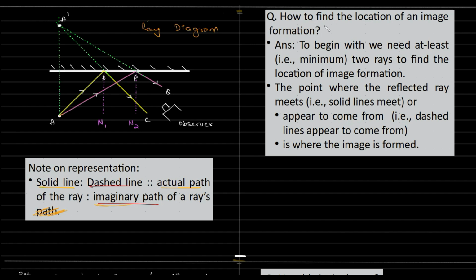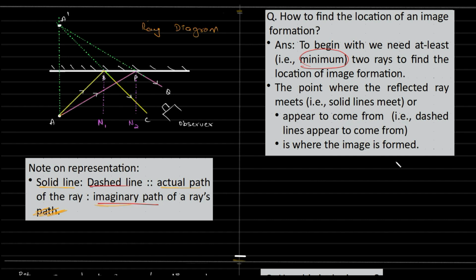Now, to summarize, how to find the location of an image formation. To begin with, we need at least 2 rays minimum. We can have more than that to find the location of an image formation. The point where the reflected rays meet, that is, solid lines meet, or appear to come from. So in this case, they appear to come from. They are diverging. So these 2 rays will not meet at any point of time. So they appear to come from. Sometimes the solid lines, that is the actual path of a ray, they meet. That is something that we're going to see a lot in the future, where the image is formed.